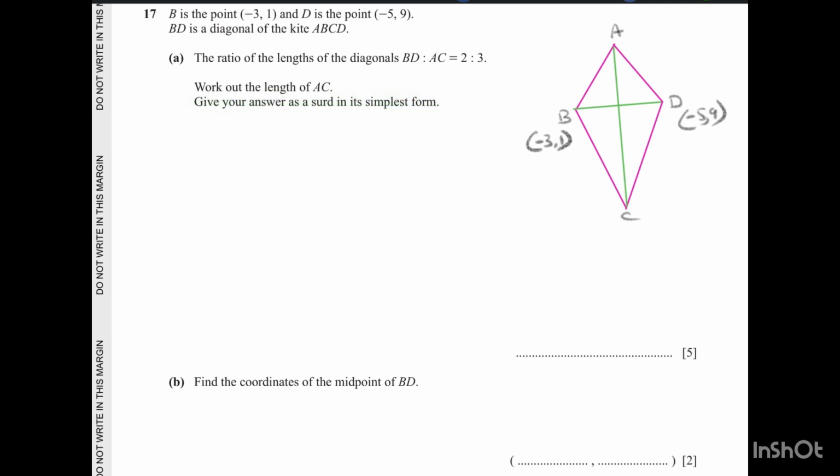So this question needs a bit of concentration because it's a 5 marks question. You have to first figure out the whole thing: you have to draw the kite and mark the points, understand the ratio very well, then find out the length of AC.